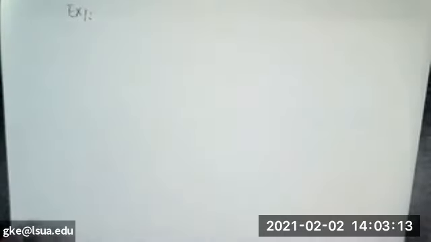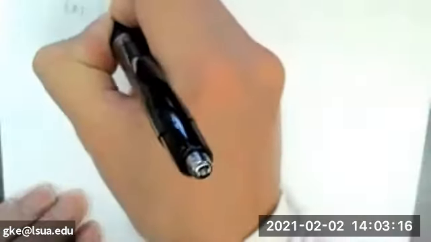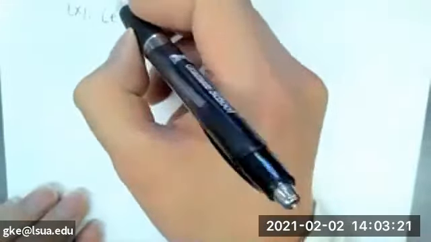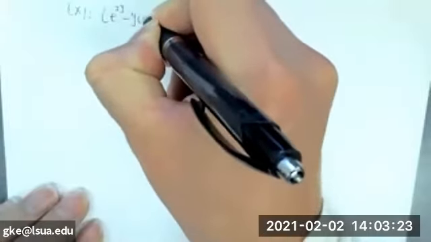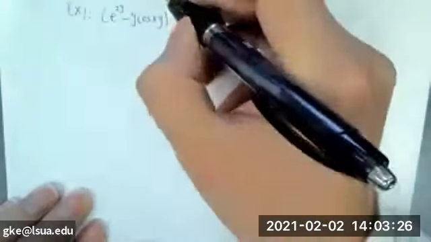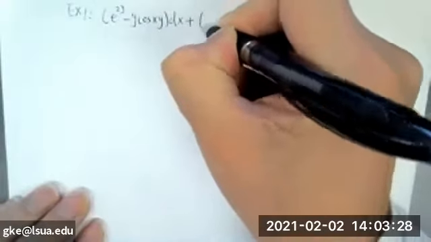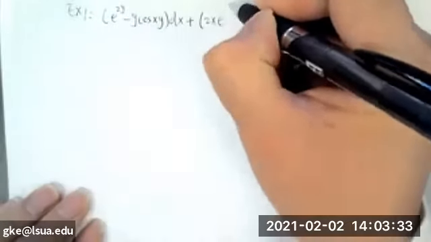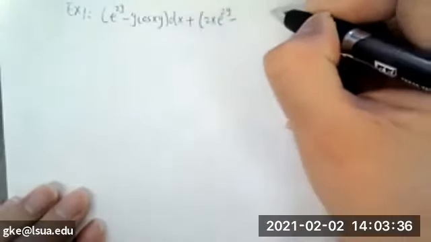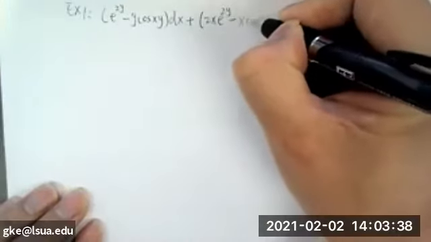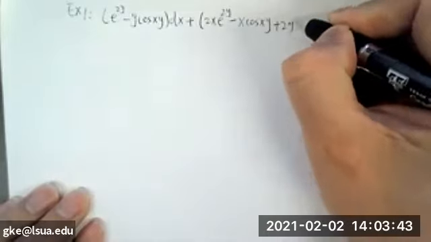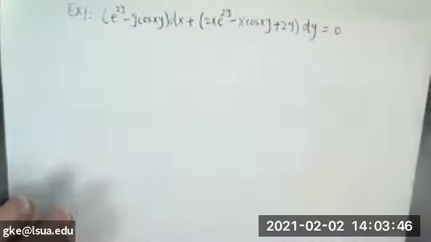First function is here. (e^(2y) - y cos(xy)) dx + (2x e^(2y) - x cos(xy) + 2y) dy = 0.